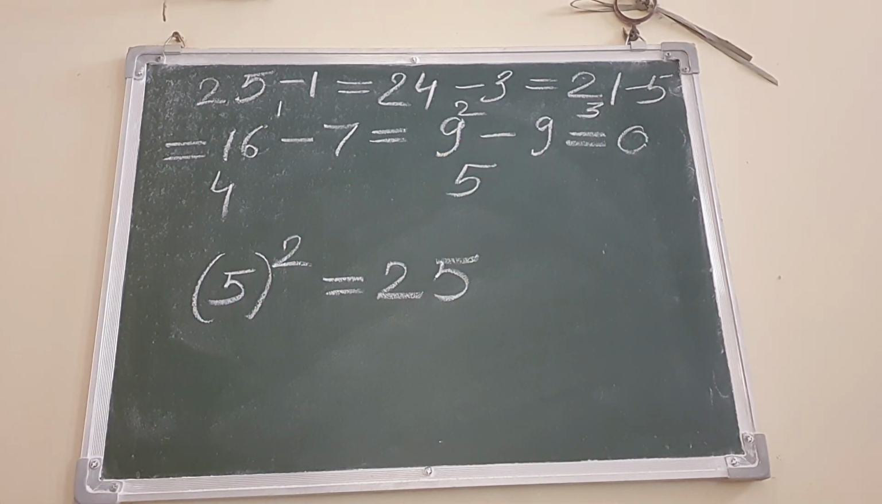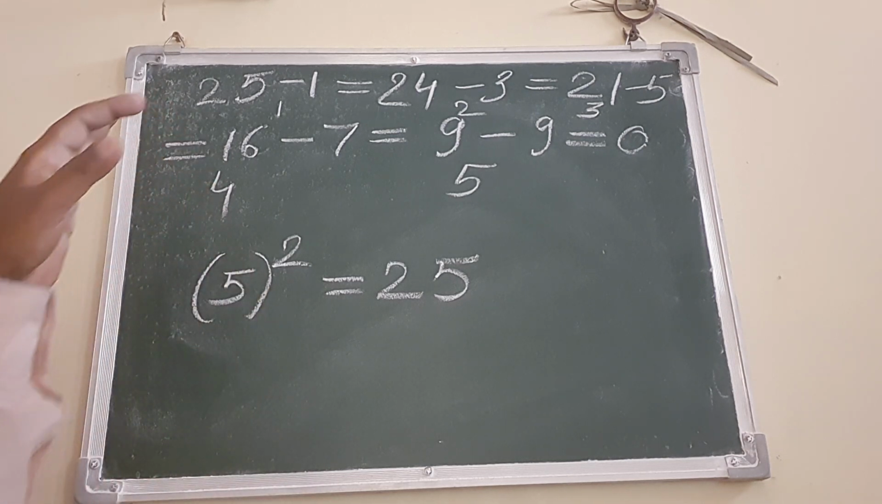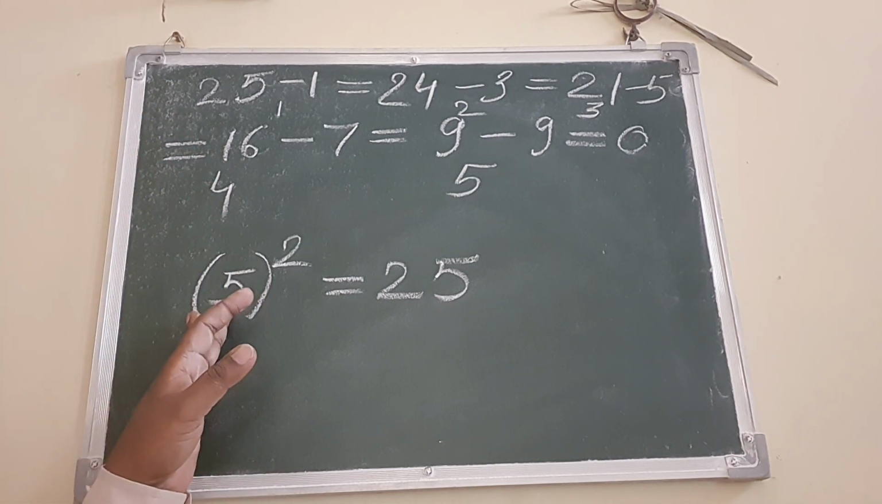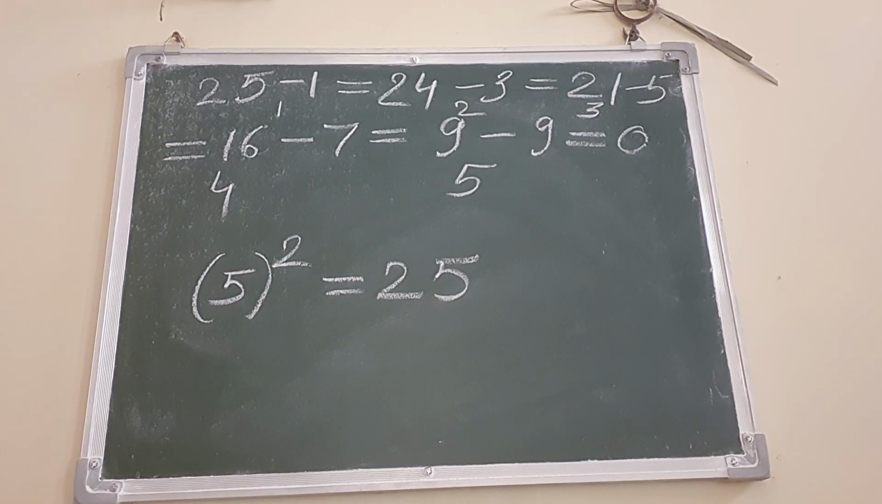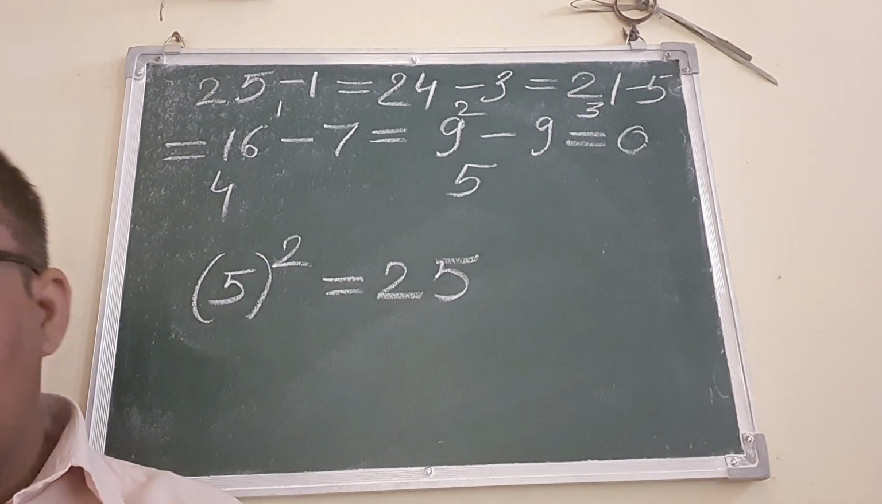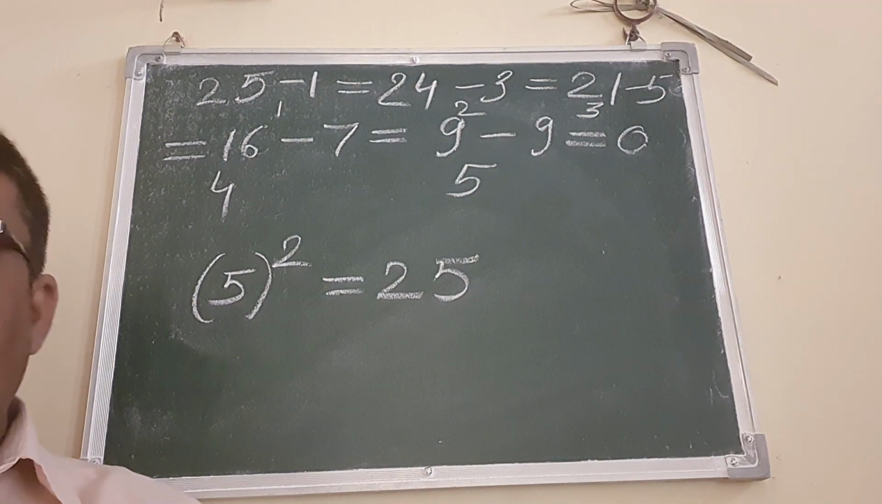So 5 odd numbers are used to reach this 0. So this 5 is the square root of this 25. If we square 5, it comes out to be 25. So the square root of 25 is 5. Expressing it as the sum of the first 5 odd numbers, that is 1, 3, 5, 7, 9. I think you all might have understood this question.